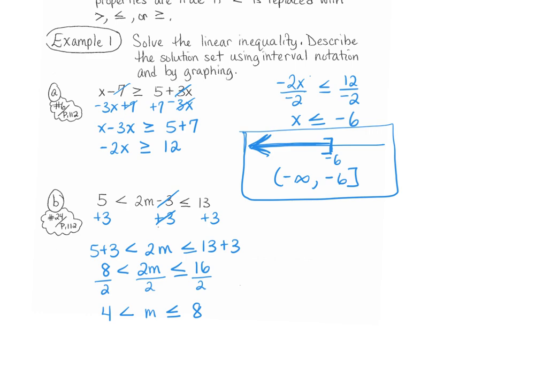So graphically, on a number line, we have 4 and 8. m is greater than 4, it cannot be equal to it, so we know a parenthesis opens to the right. At 8, m is less than or equal to 8, so it can be 8, so we put a bracket facing the left, and then we shade everything in between. That is the graphical representation on a number line.